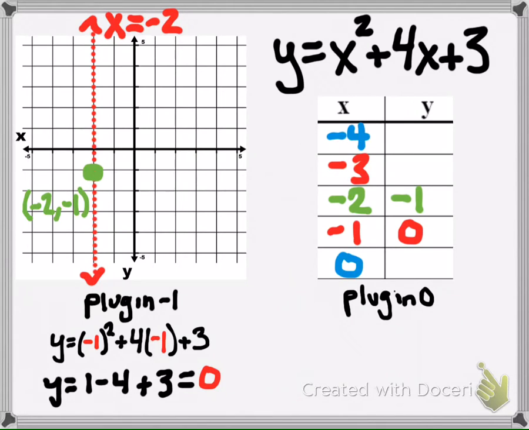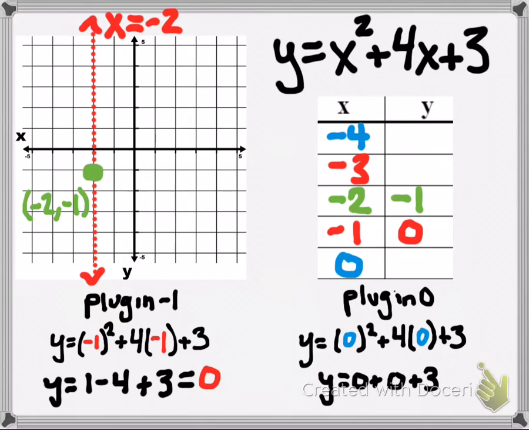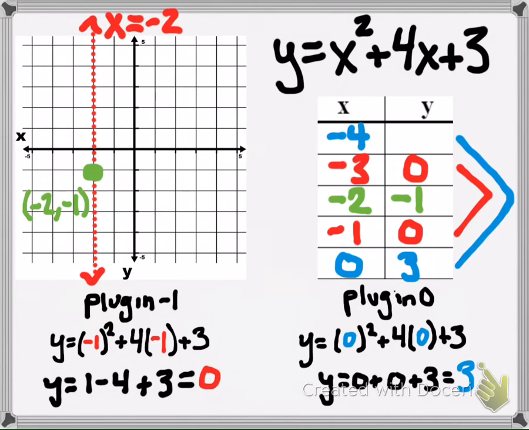When I plug in 0, I have y equals 0 squared plus 4 times 0 plus 3, which equals y equals 0 plus 0 plus 3, giving me a y value of 3. Now when I put that in the chart, I have 0, 3. Now because again, my axis of symmetry is at negative 2, I know that we're going to have a reflection, the y value for negative 3 is going to be the same for negative 1, so we have negative 3, 0. And the y value for negative 4 is going to be the same as 0, so we have negative 4, 3.